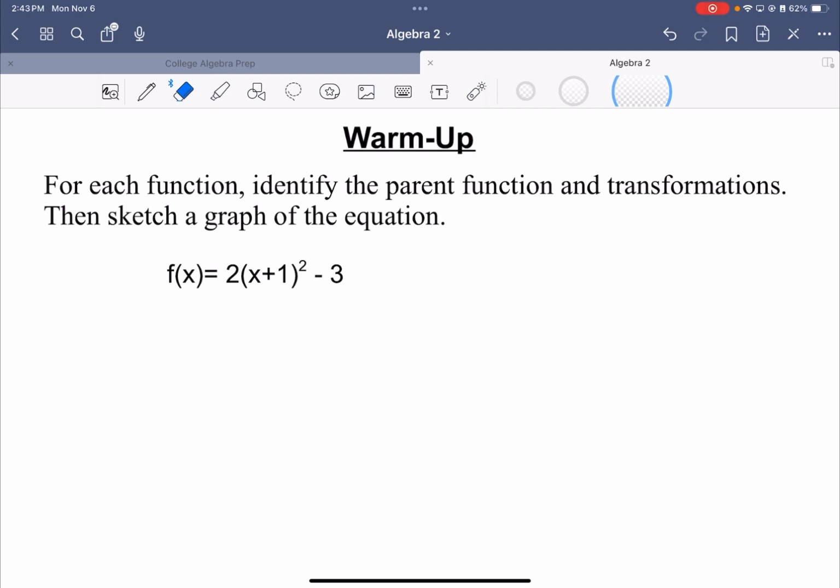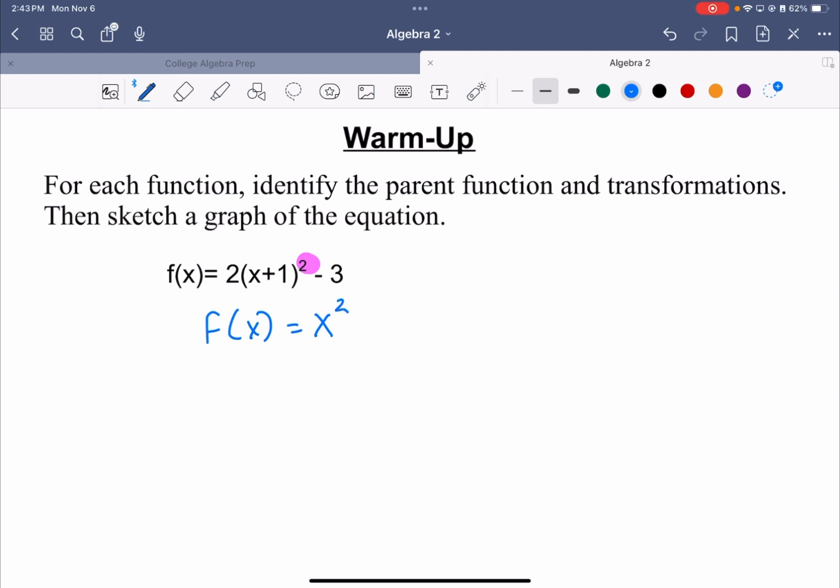Okay, so, but we did this. This was part of your test, and this is a quadratic. The warm-up today says for each function, identify the parent function, then state the transformation and sketch the graph. Like one we were given, f of x is equal to 2 times x plus 1 squared. When we hear the squared right there, it tells us that it's a quadratic, or that it's a parabola. So our parent function is a quadratic, f of x is equal to x squared.